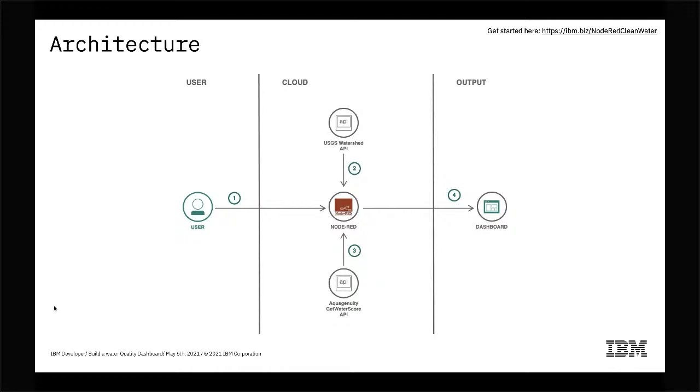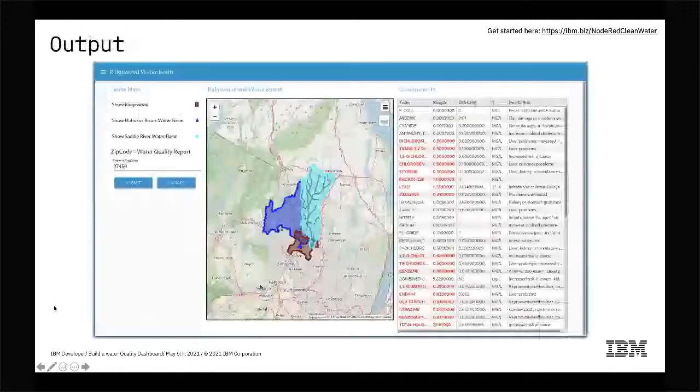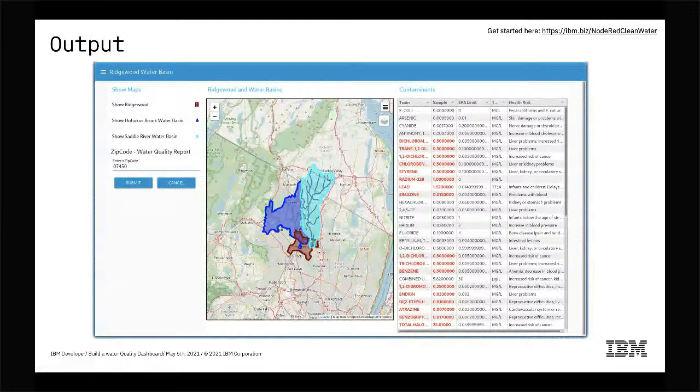Now, as the final output, it'll be the dashboard, and what the dashboard would look like is something like this. So we see that this is the Ridgewood Water Basin, and from there we are marking 3 water basins right there. There's the Hocus Brook Water Basin, there's the Saddle River Water Basin as well, and from there we are going to enter a zip code, and it's going to show us the toxins which are there in that particular area, and as you can see, it's highlighting them red. So let's get started with building this.